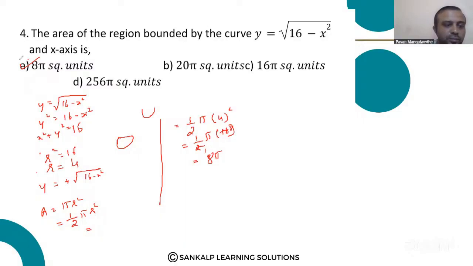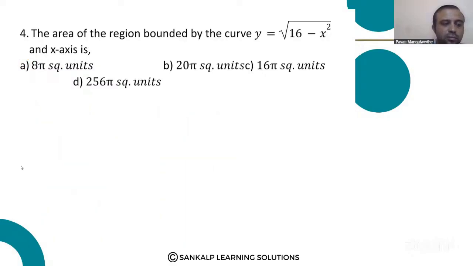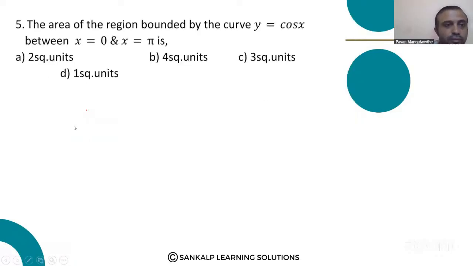Next one is question number 5. The area of the region bounded by the curve y is equal to cos x between x is 0 and x is equal to pi is: 2 square units, 4 square units, 3 square units, or 1 square unit. Just try to find the answer. Again, 10 to 15 seconds for you. Try to solve this.